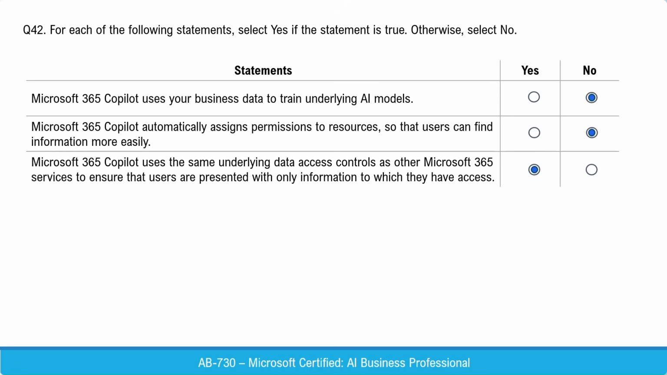Let's understand why. Statement 1 says Microsoft 365 Copilot uses your business data to train underlying AI models. This is incorrect. Your data stays within your organization and is not used to train the models. This is important for privacy and compliance. So the first statement is false. Statement 2 says Copilot automatically assigns permissions to resources. This is once again incorrect. Copilot does not modify or grant permissions. It only respects the permissions that are already configured in Microsoft 365.